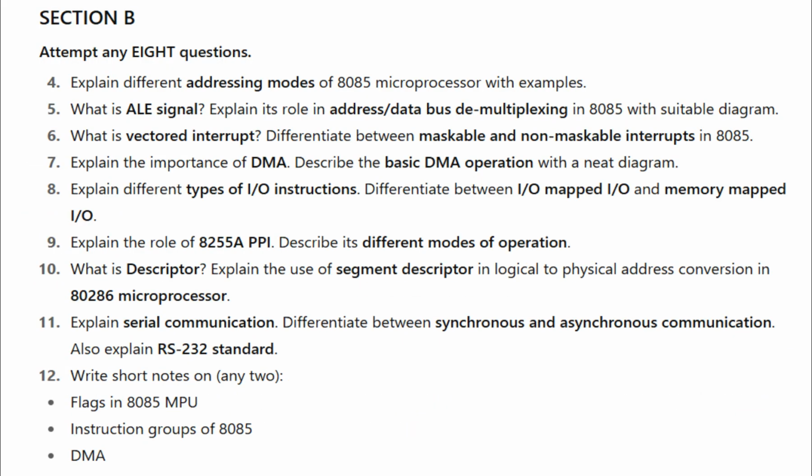Now for Section B short questions, which carry 5 marks each. Here's what you must revise in your last hour. Addressing modes of 8085, signal and demultiplexing process. Interrupts: vectored, maskable, non-maskable. DMA operation, 8255 PPI ports and modes. Descriptor and memory segmentation 80286. RS-232 serial communication. And short notes on flags, instruction groups, and DMA.